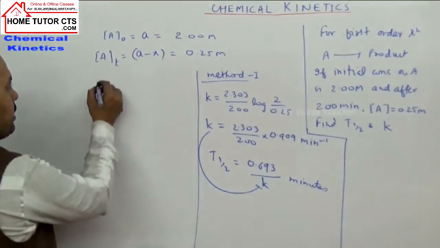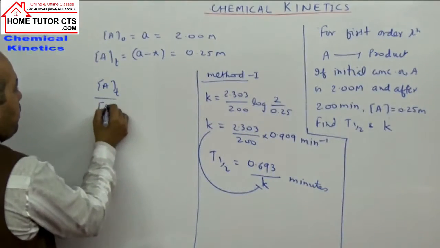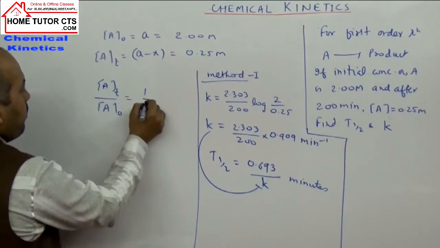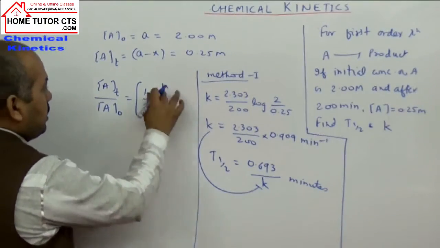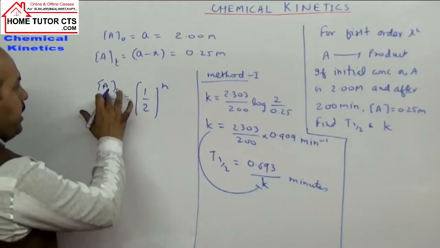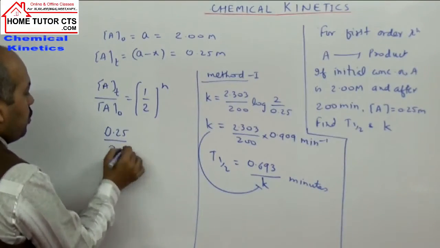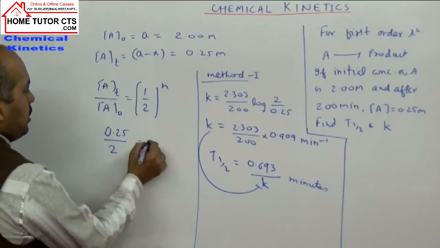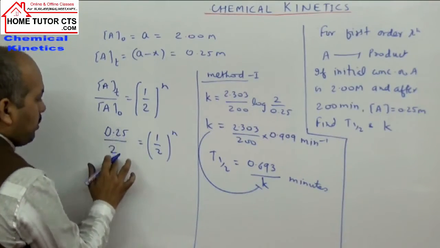Second approach we can take: the ratio of A_t by A_0 can be taken as 1 by 2 power n, where n is the number of half-lives. This can be specially used when the ratio becomes a whole number type. Here 0.25 by A_0 of 2 is 1 by 2 power n. How much is it coming? 1 by 8.